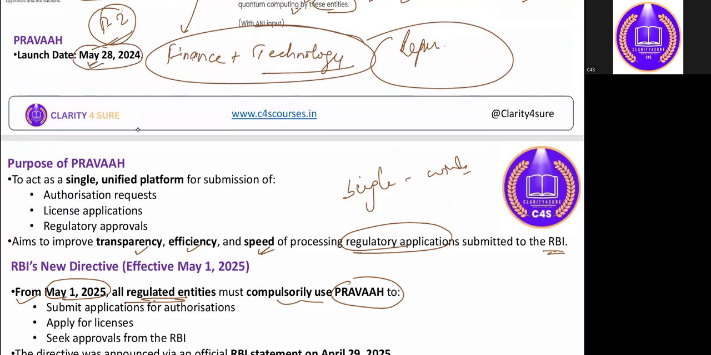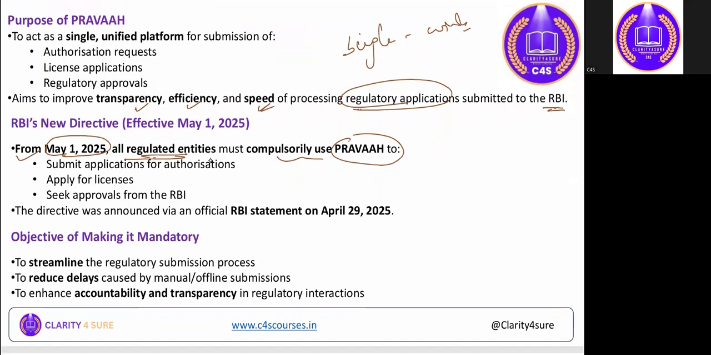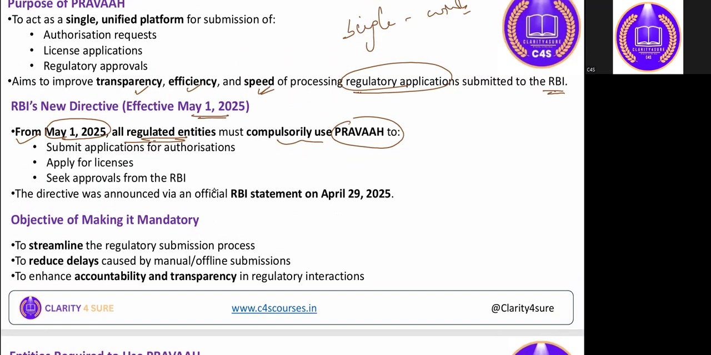The PRAVAAH portal was launched on 28th of May 2024, and from 1st of May 2025 it becomes mandatory for all the regulatory entities to use it, right? In order to submit their applications. Now, the objective, obviously, is to streamline, to reduce the delays, to reduce red tapeism, to reduce the delays in manual or offline submission, and to enhance the accountability and transparency in regulatory interactions.